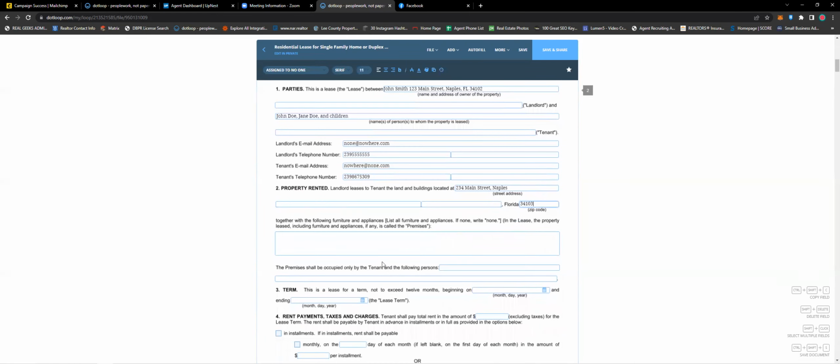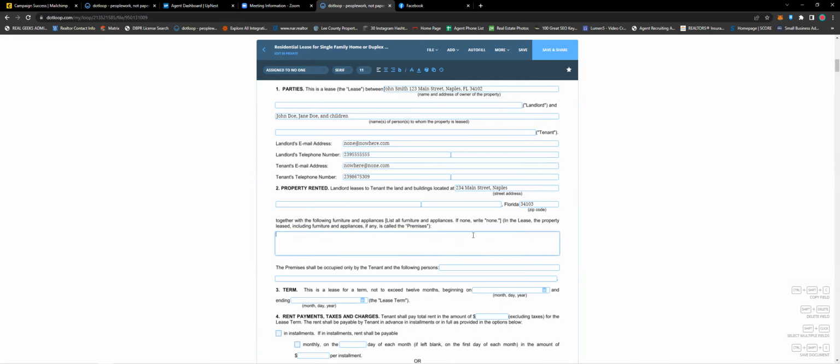Then it asks about what is the address of the property that's going to be rented. We're going to be renting 234 Main Street, Naples. It already says Florida, and the zip code is 34103. And then it says, together with the following furniture and appliances, and you list all furniture and appliances. If none, write none. And the property lease, including furniture and appliances, if any, is called the premises.